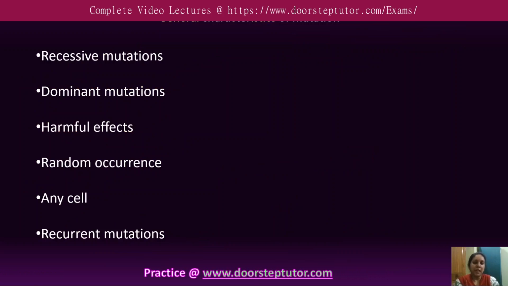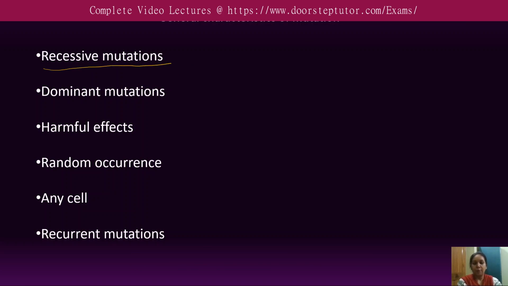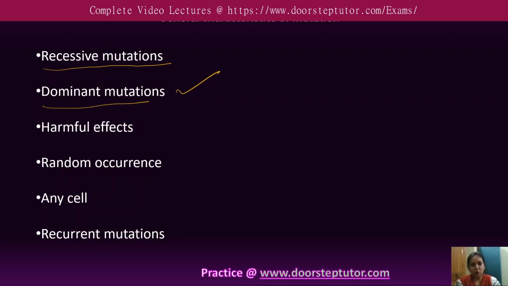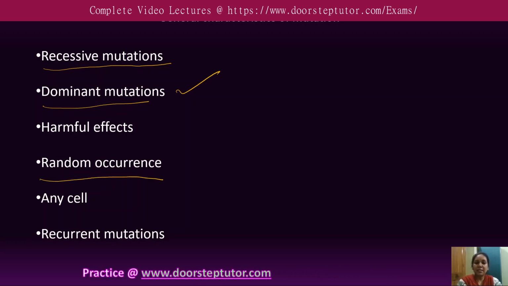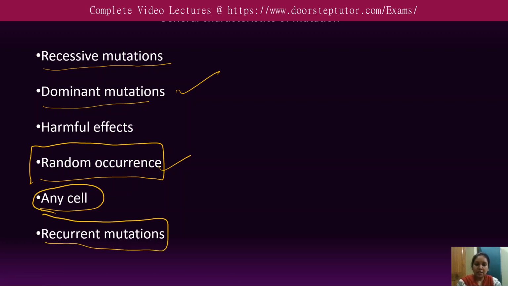Now let's see what the general characteristics of mutation are. Generally mutations are recessive, but dominant mutations also occur. Mutations are generally harmful to organisms, and they are random, meaning the sudden change can occur in a gene at any time and in any cell of an organism. And mutations are recurrent, meaning the same mutation may occur again and again.